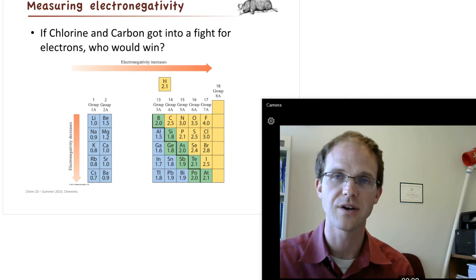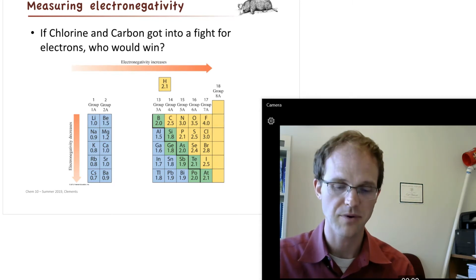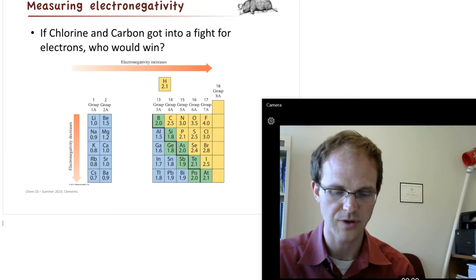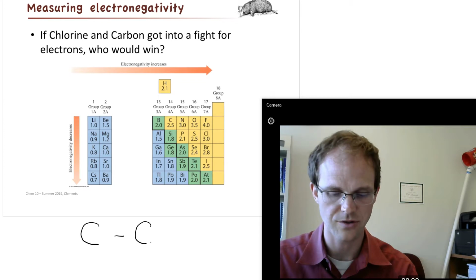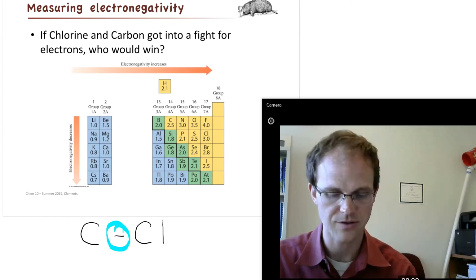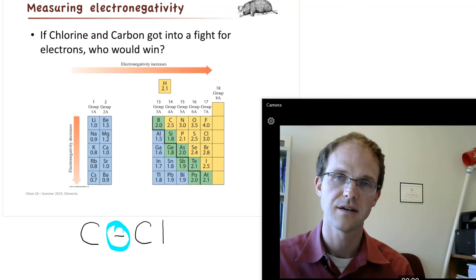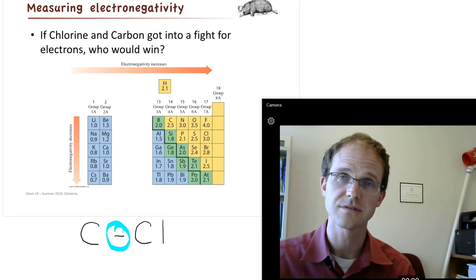So it turns out that when we talk about covalent bonds, we're talking about sharing, right? We draw this thing that says, oh, we've got a carbon bonded to a chlorine. We say we are sharing this pair of electrons right here. Well, is all sharing equal? And the answer is no.